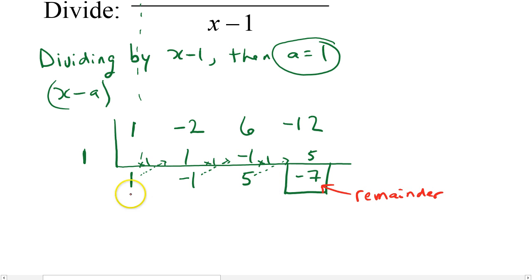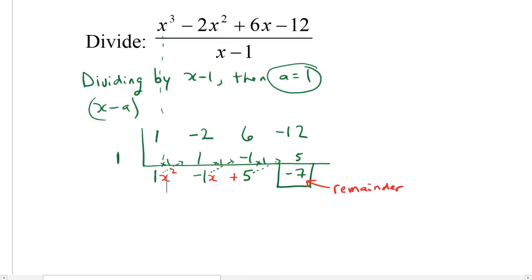And this over here is my answer. That's my quotient. It's a little bit hard to tell. So this is my constant term, so I'll say a plus there. This would be my linear term, so I'm just putting it in descending order. So this is x squared minus x plus 5.